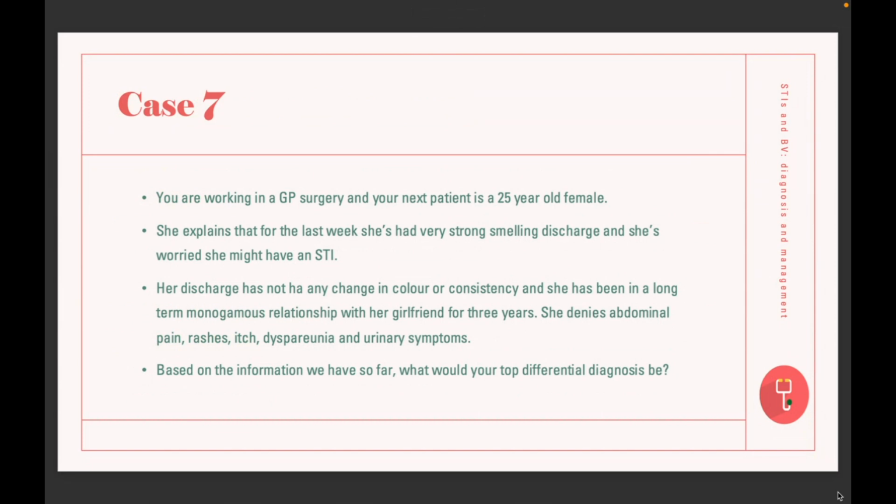Okay, lovely. Yeah, we only had one more condition to cover, and that's absolutely right. So this patient has bacterial vaginosis, more commonly known as BV. Next slide, please.